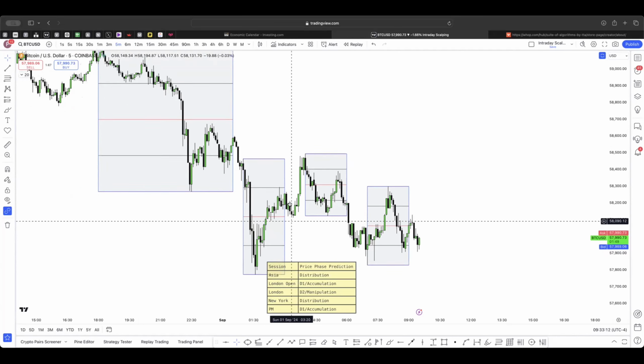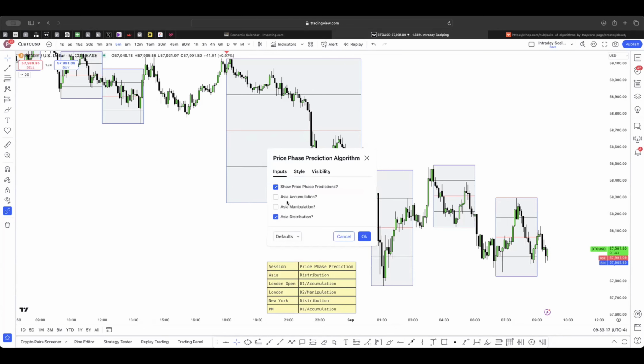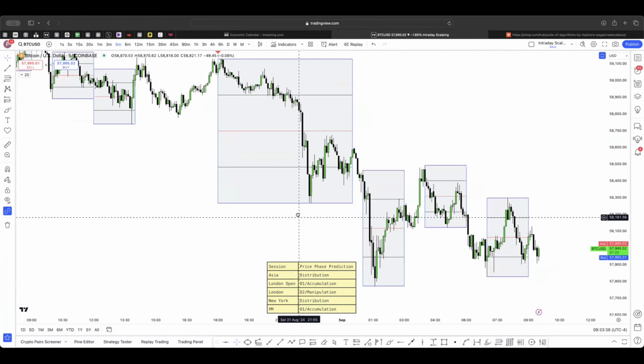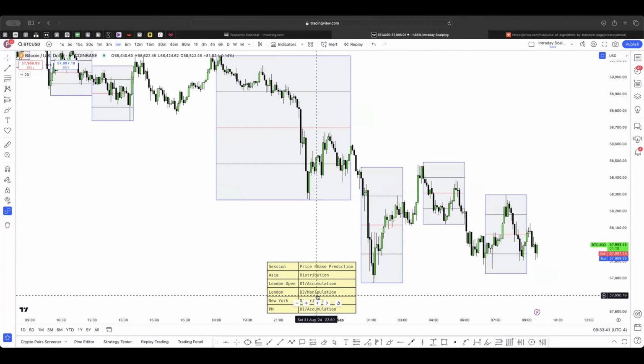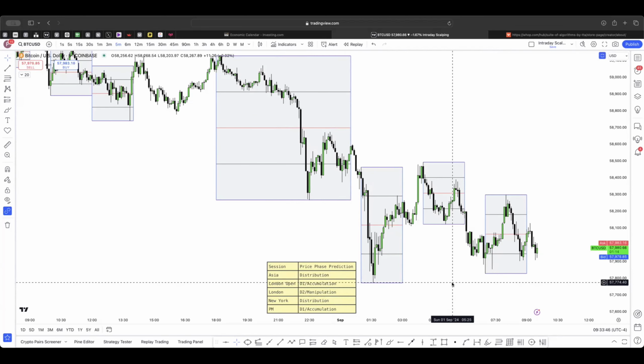Here we go. So what you're going to do is check this out and see, is Asia accumulation, manipulation, or distribution? All you have to do is click what you identify Asia to be. In this case, we can see Asia has been distributing, so you're going to select this. You're only going to select 1 out of 3 every day. So Asia distribution. London Open accumulation. London session manipulation. New York session distribution. And PM session either first stage distribution or another accumulation.